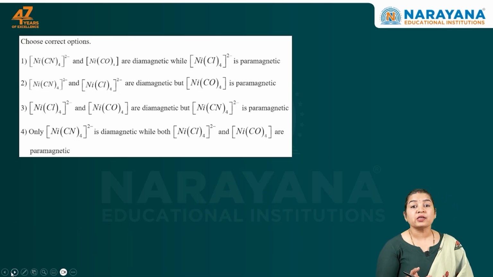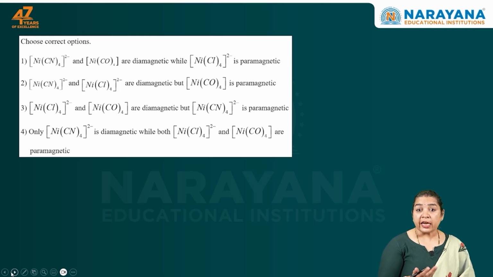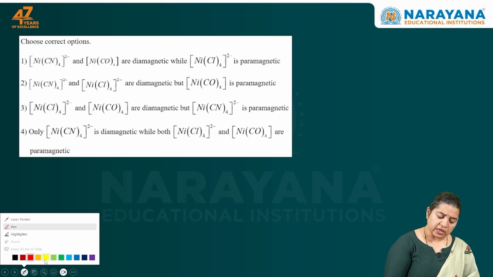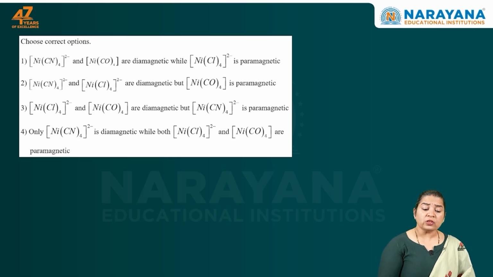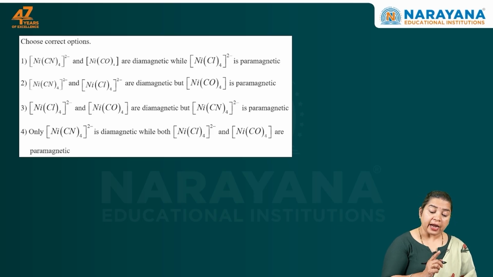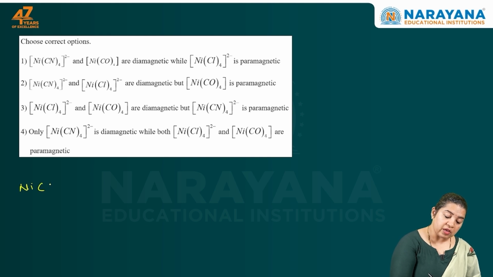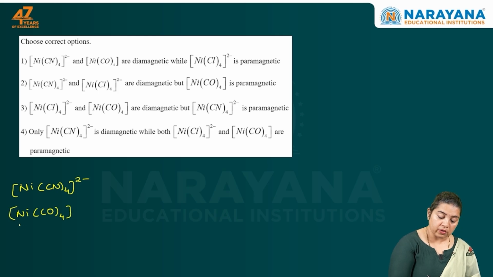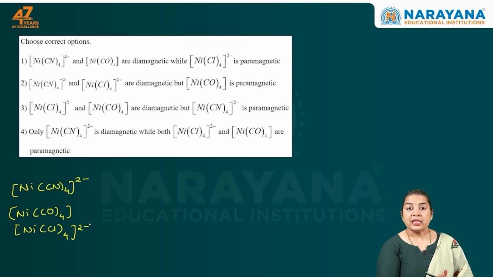This question is a continuous repeat. Out of say 8 papers, this was in 6 papers, here and there with different languages. Coordination has been asked repeatedly. Choose the correct options. In all the 4 options we see the complexes which are used: Ni(CN)4 2 minus, Ni(CO)4, and NiCl4 2 minus. These 3 complexes are used, and we are asked about diamagnetic and paramagnetic nature.